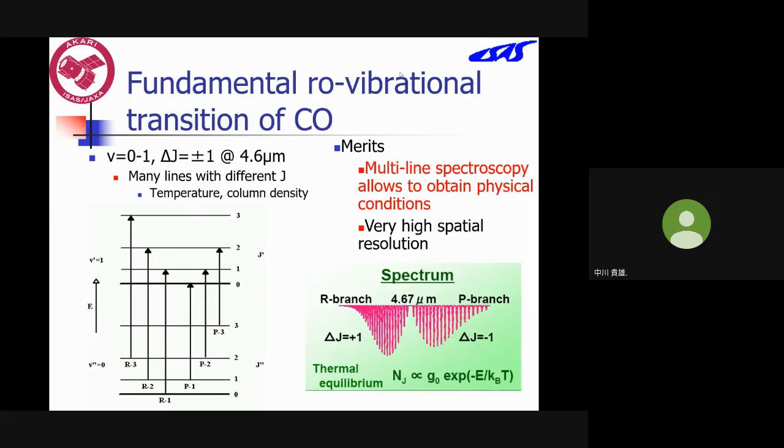For this type of observation, we propose to observe the CO, carbon monoxide, fundamental low vibrational transition at 4.6 microns, where the vibrational quantum number changes by 1 and the rotational quantum number also changes by 1. If delta J equals +1, it is called the R branch. If delta J is -1, it is called the P branch. You can see many lines almost in the same region, and if it is in thermal equilibrium, they should follow the Boltzmann equation.